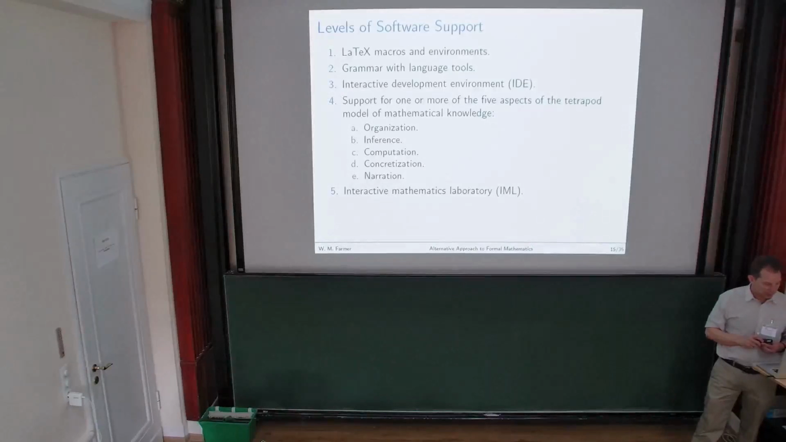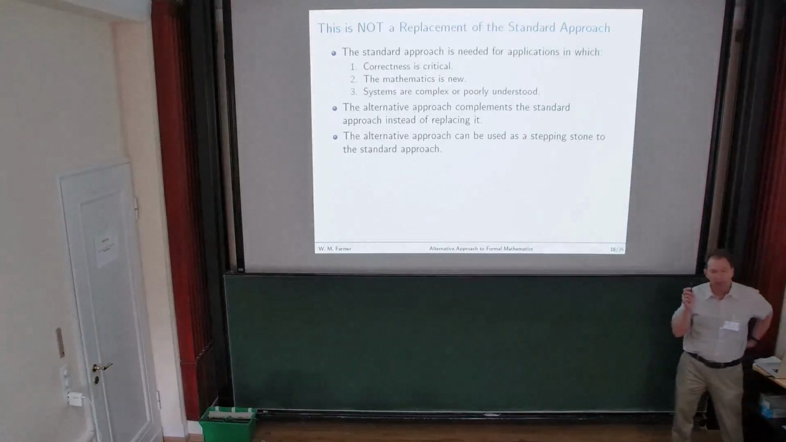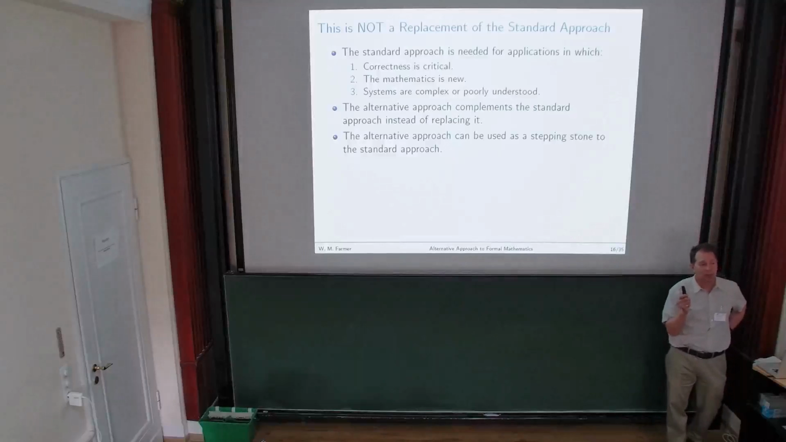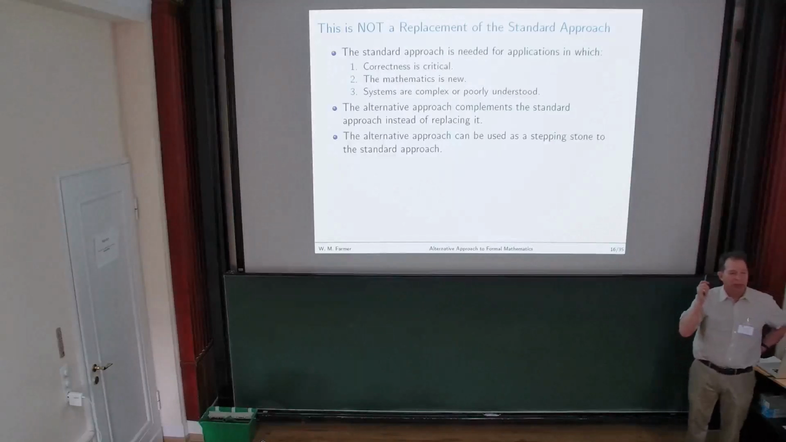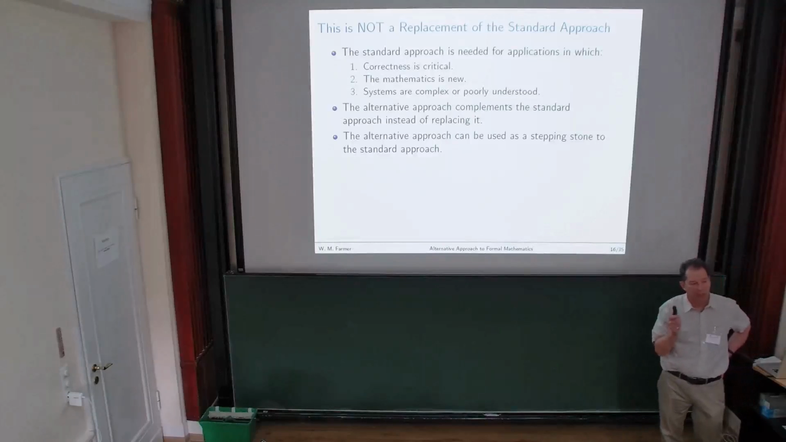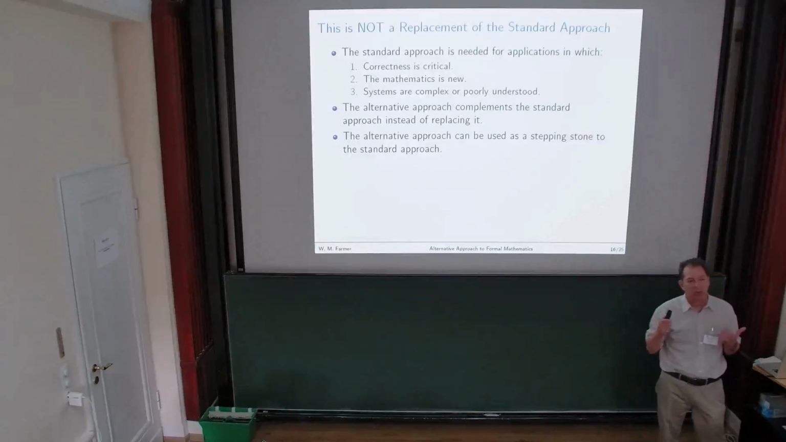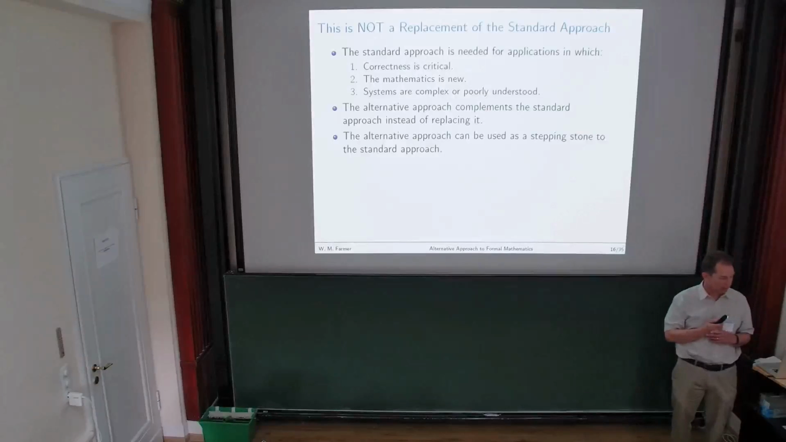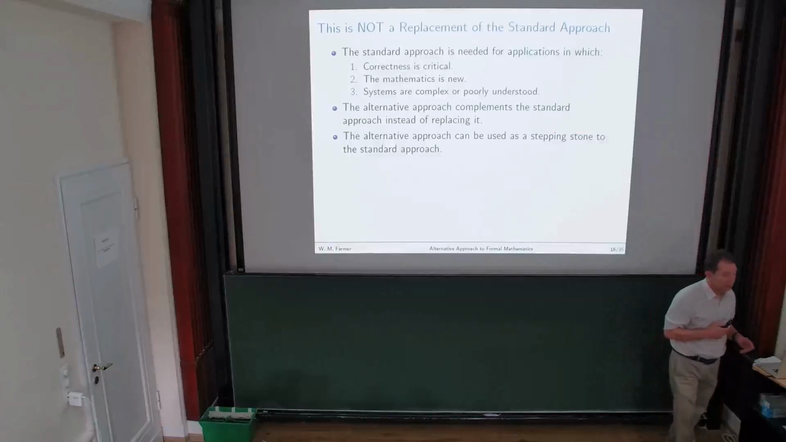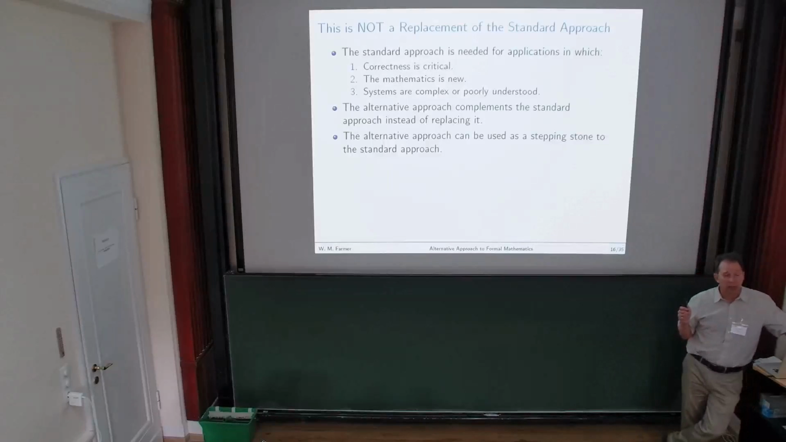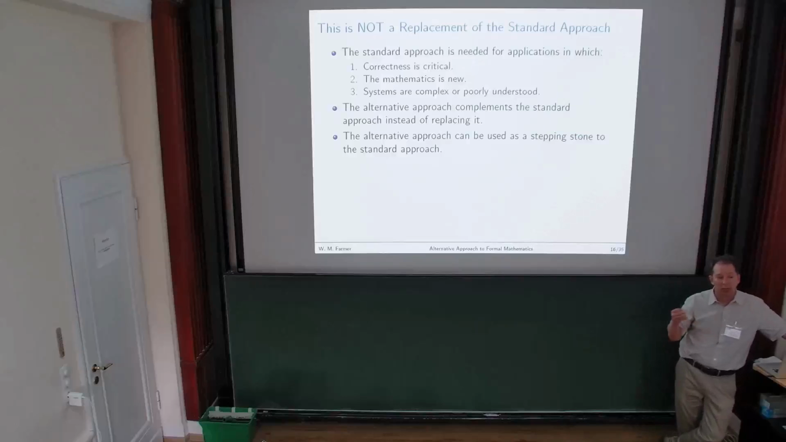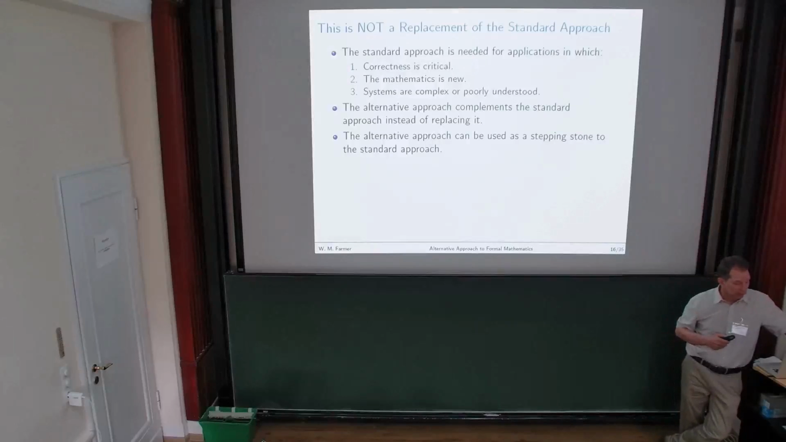So you can have levels of software support, and I want to emphasize that this is not a replacement for the standard approach. We're always going to need the standard approach because there's going to be cases where correctness is absolutely critical. It's critical that we know that things are correct. And when mathematics is new, we don't have a lot of intuition about it. It's critical that we can really make sure our results are correct. And finally, there can be systems that are very complex or they're just poorly understood and we don't have a strong intuition or a strong set of mathematical facts to guide us. So we need the standard approach there.